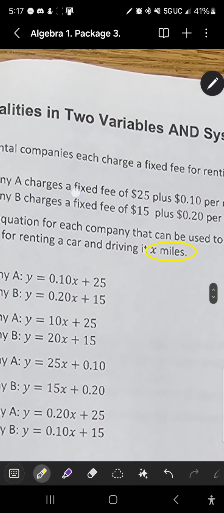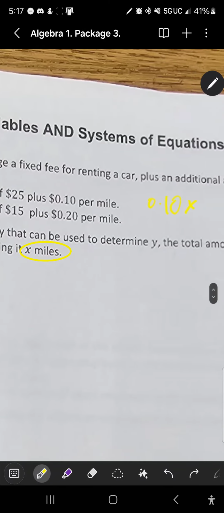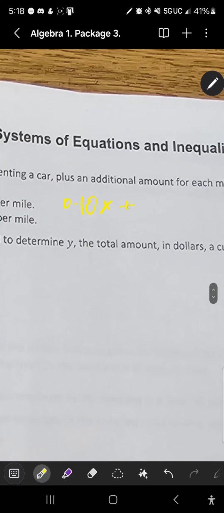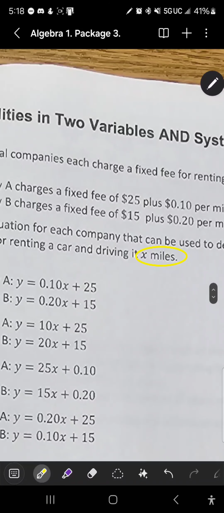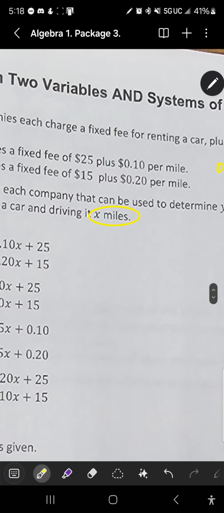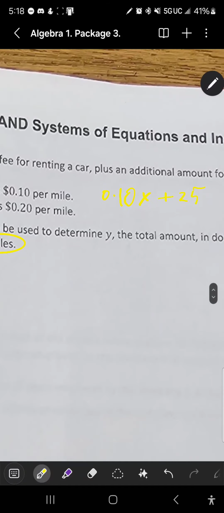Also, this is a fixed fee. If it is a fixed fee, it just means that it doesn't change. It could be 100 miles, it could be 0.5 miles, and they're still going to charge you $25. So this is going to be the y-intercept, 25. Why? Because if for any reason you rent a car and you don't drive it, you drive 0 miles, they are still going to charge you $25. So that's the reason it's there.